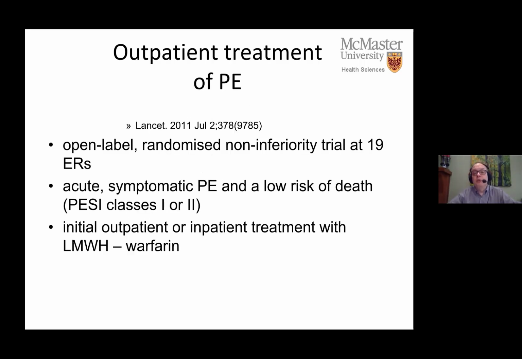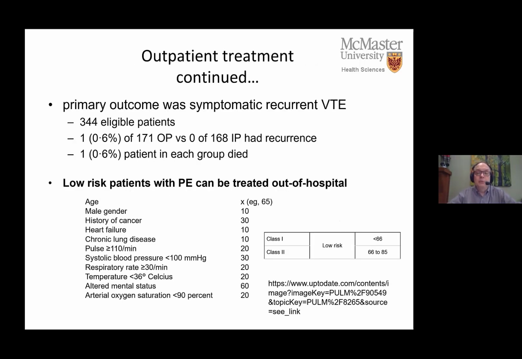What about pulmonary embolism? Specific study looking at that, published in The Lancet in 2011, open label randomized non-inferiority study. Acute symptomatic pulmonary embolism identified to be at a low risk of death. I'll talk a bit more about the PESI scoring system a bit later, but classes 1 or 2. They were treated initially as an outpatient or inpatient, and in this case it was low molecular heparin transition to warfarin because the DOACs weren't available, but the same conclusions would be made now with the DOACs. Primary outcome was symptomatic recurrent VTE.